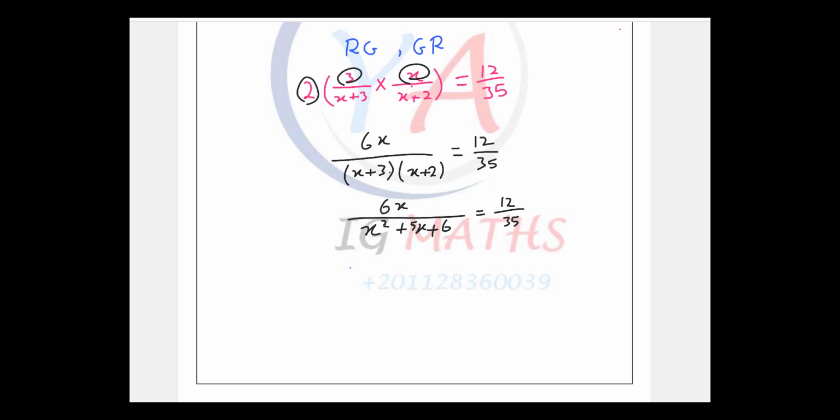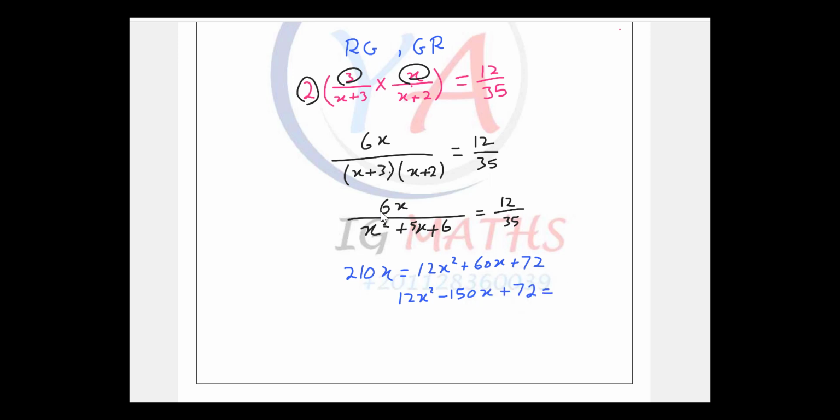It will be 35 times 6, it gives 35 by 2, which is 70, so it's 210x equals 12x squared plus 60x plus 72. If you put them all on one side, it's 12x squared, 60 minus 210 gives minus 150x, plus 72.